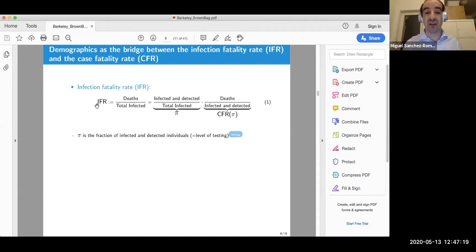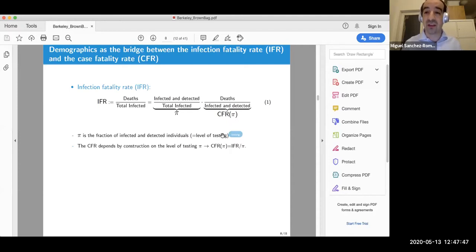And as we all know, the infection fatality rate is the deaths, in this case from COVID, divided by the total number of infected people from COVID. And we can split it into two ratios. One is this fraction of infected and detected individuals among the total infected. And this is calculated depending on the level of testing that a government is performing. And this is the case fatality rate.